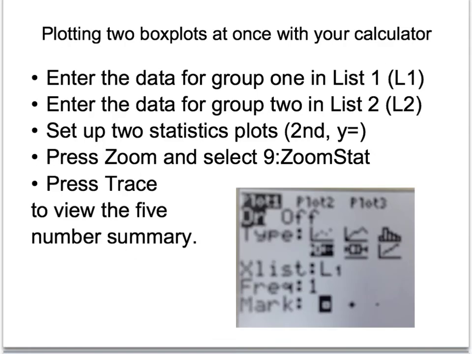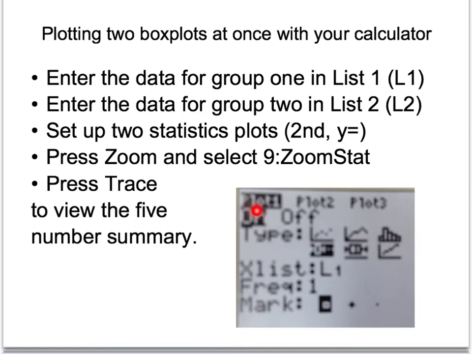So to plot 2 box plots in your calculator at the same time, you're going to enter the data for group 1 in list 1 under Stat Edit. Then you're going to enter the data for group 2 in list 2 under Stat Edit at the same time. Then go to 2nd Y= to set up your statistics plot, like this screen down here. Plot 1 will be for list 1 and plot 2 will be for list 2.